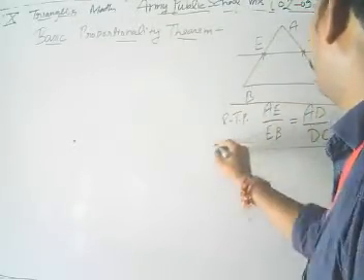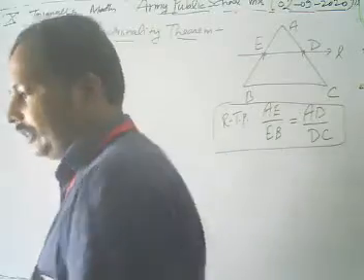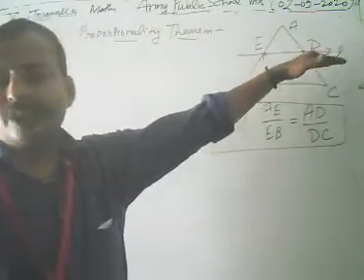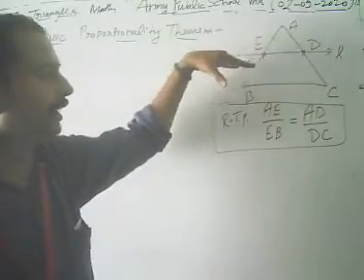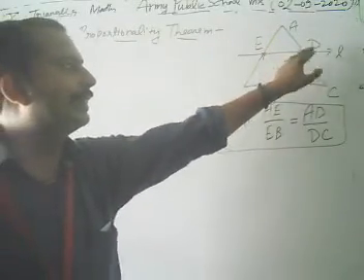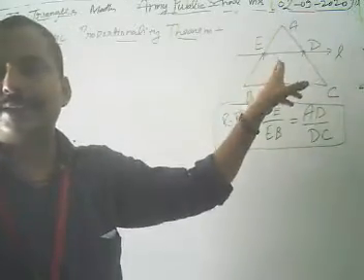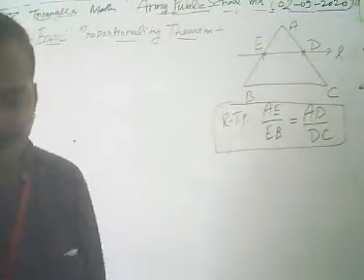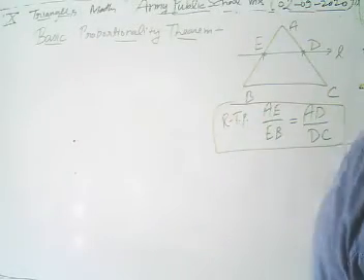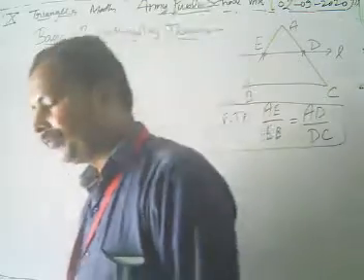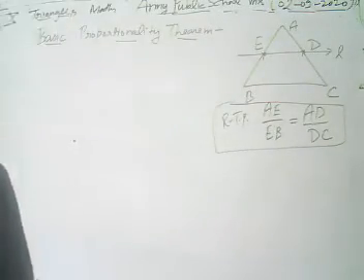Again, I am going to revise the statement of the theorem: if a line is drawn parallel to one side of a triangle, intersecting the other two sides at distinct points, the other two sides are divided in the same ratio. This is our statement of the basic proportional theorem, also known as Thales theorem. Now we are going to prove it.